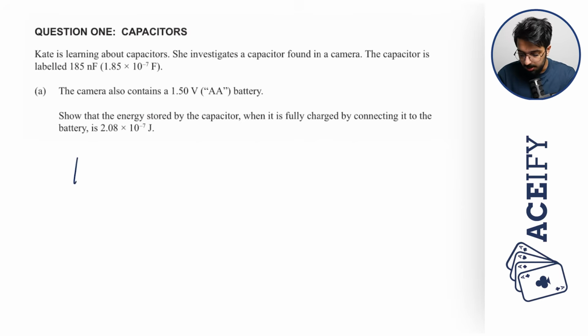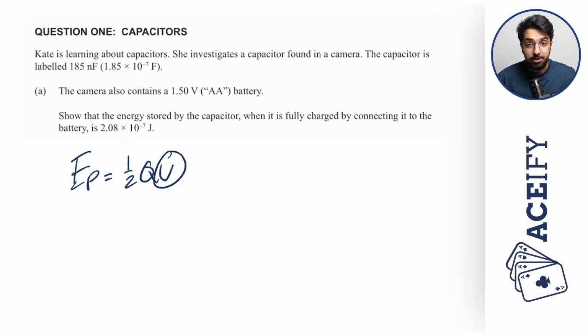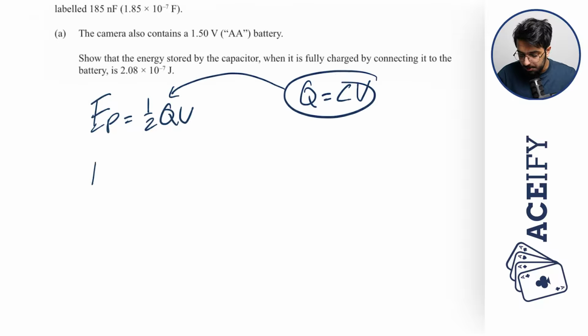Alright, so we know our EP is equal to half QV. We are given the voltage across the capacitor because remember, when the capacitor is fully charged, the voltage across the capacitor is equal to the EMF of our battery. However, what we don't know is the charge stored on the capacitor. But what we do know is that the charge stored on the capacitor is equal to the capacitance times the voltage. And so we can simply plug this in and we get EP is equal to half CV squared.